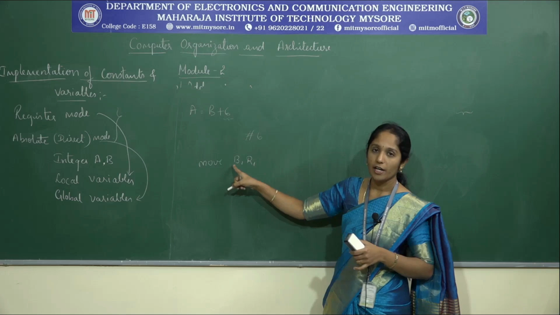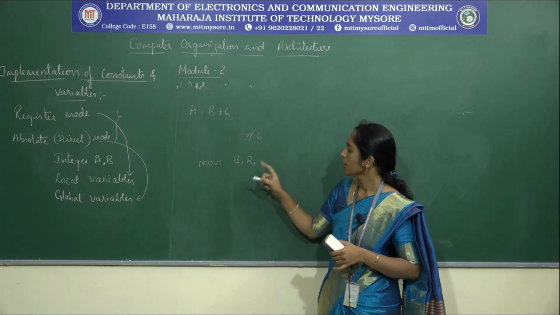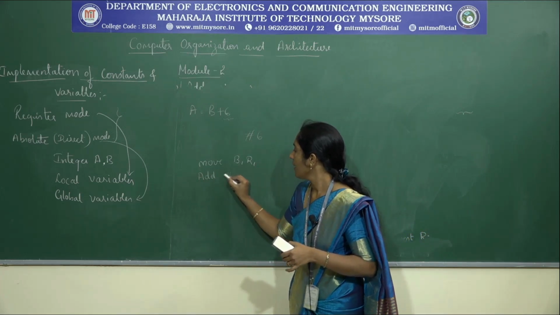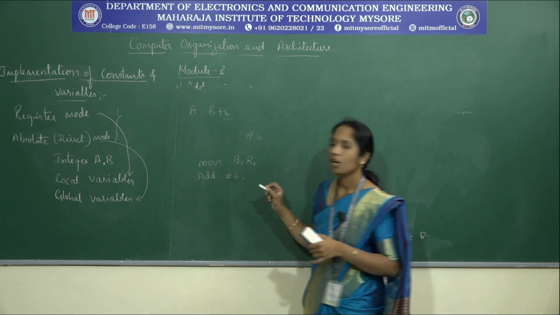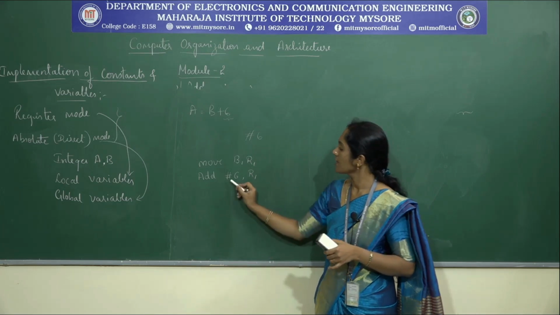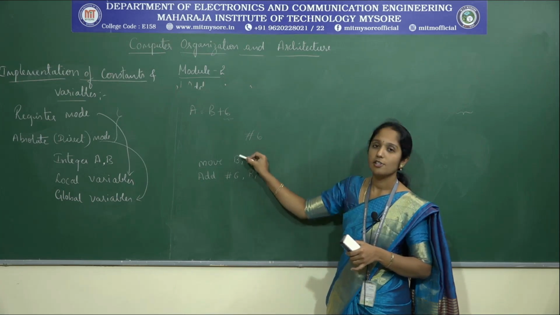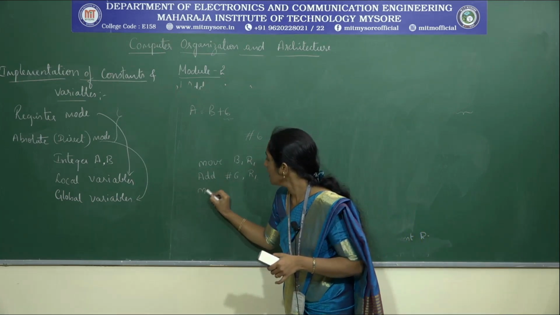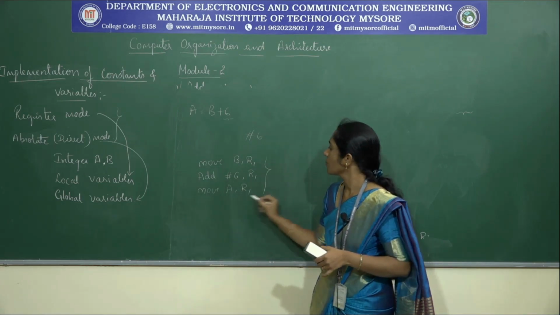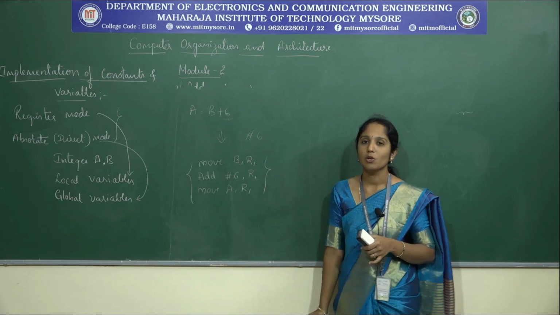Let us move the contents of the variable b into the register r1, and add #6 comma r1. This adds the constant 6 to the contents of b, and then finally move a comma r1. So this is the program segment which performs an operation equal to a = b + 6.